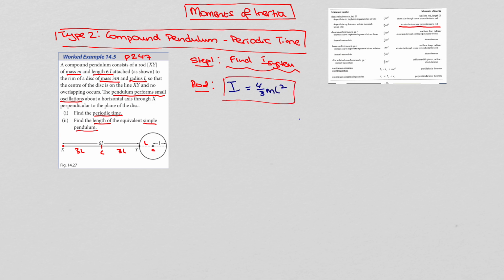So if we sub in our mass and our L, and I say it's through the axis X, the mass of the rod is m, and from the centre to the end is 3L. So we put in 3L for L. Make sure you're squaring that. So that gives us 9L squared times 4 over 3 m, which is 12 ml squared. So we have the moment of inertia for the rod. We now need to find it for the disc and then for the system.